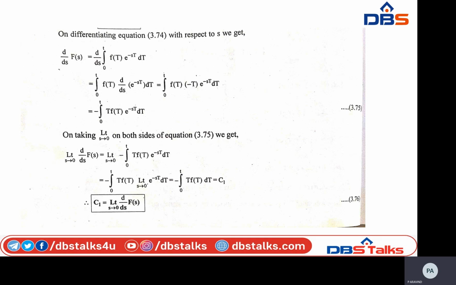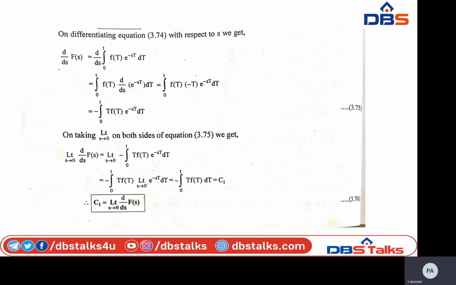Now taking limit s tends to 0 on both sides of equation number 3.75. When we take limit s tends to 0 on both sides, we substitute the limit value in the corresponding s term. So finally we have the coefficient c1, which is equal to limit s tends to 0 of d by ds of F(s). So that is the second coefficient, c1.